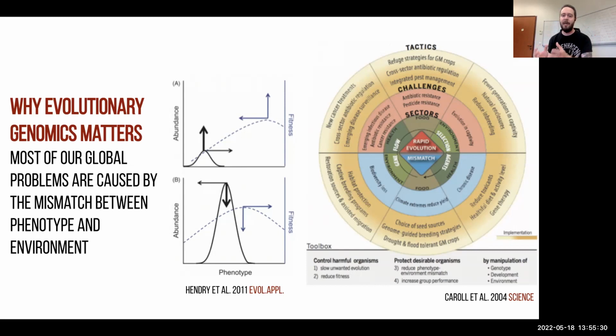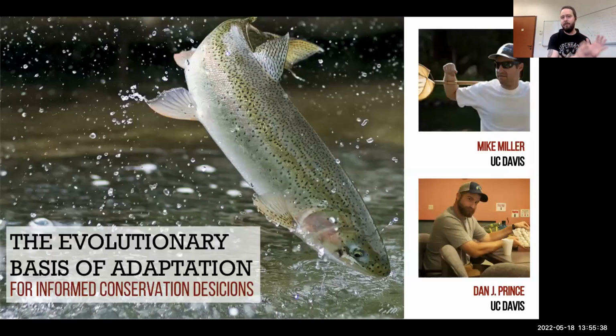What do we have to do? What type of information do we need to enable protection of species in changing landscapes? That's where adaptation comes in, and where the evolutionary basis of adaptation is very important. If we understand it, we can move our protection and management strategies towards protecting the adaptive variation that will enable the organism to survive under changing environments.